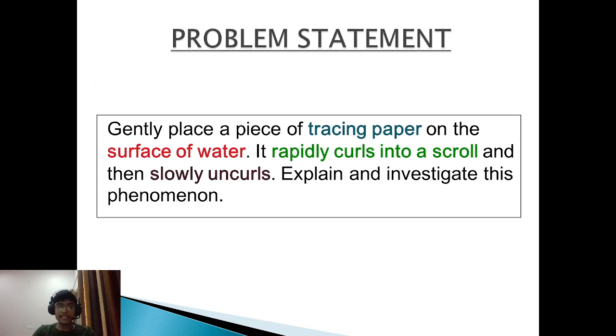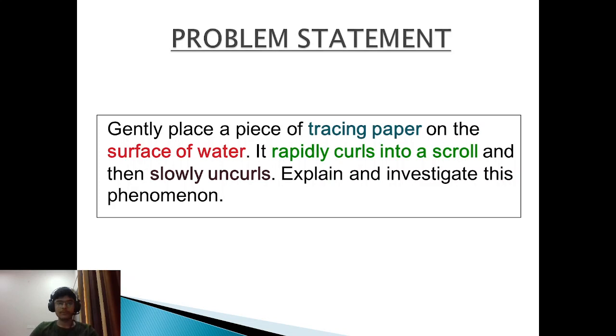So first of all, here is the problem statement. Gently place a piece of tracing paper on the surface of water. It rapidly curls into a scroll and then slowly uncurls. Explain and investigate this phenomenon. And as you can see, I have highlighted some keywords here which I will explain.